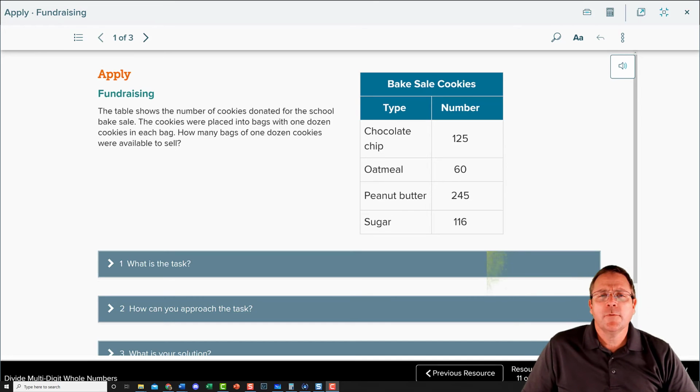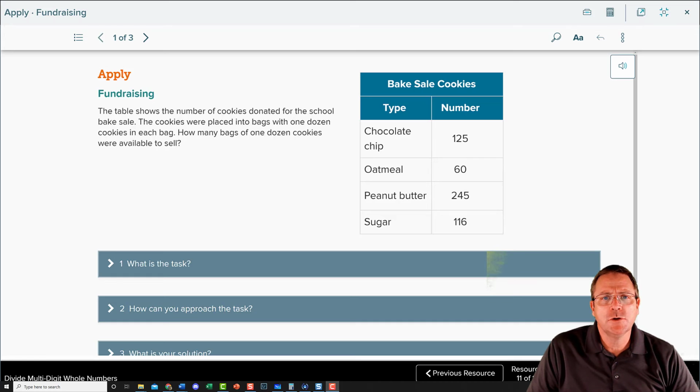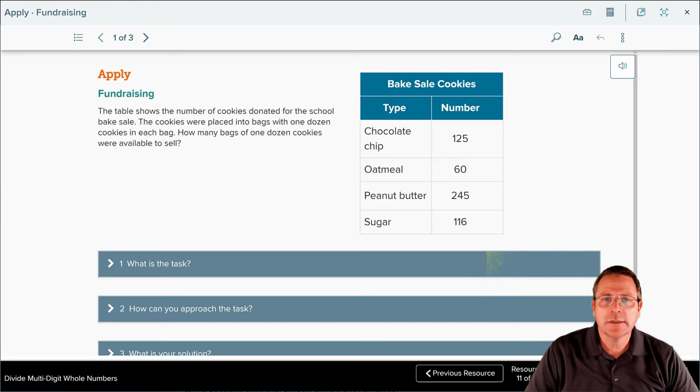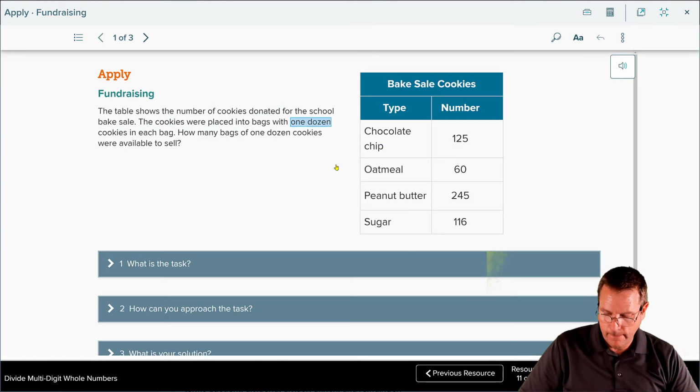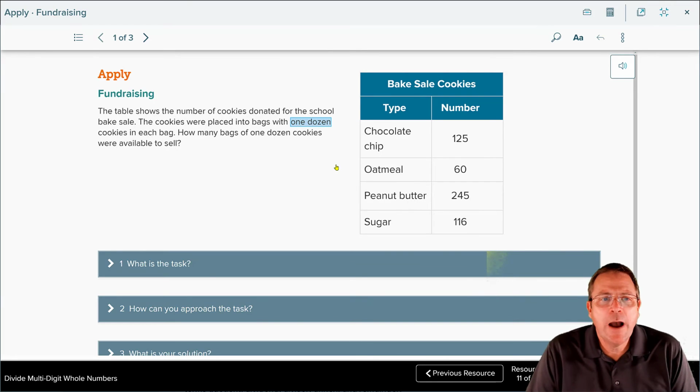And now it is time for one of those lovely apply problems. The table shows the number of cookies donated to the school bake sale. The cookies were placed in bags of 1 dozen. Gee, that sounds important. 1 dozen, that's the same thing as saying 12, right? So let's highlight that, because I think that's going to be important. And they want to know how many dozen cookies are going to be available to sell.